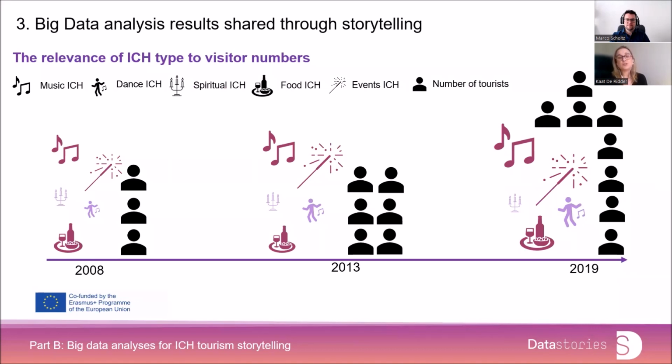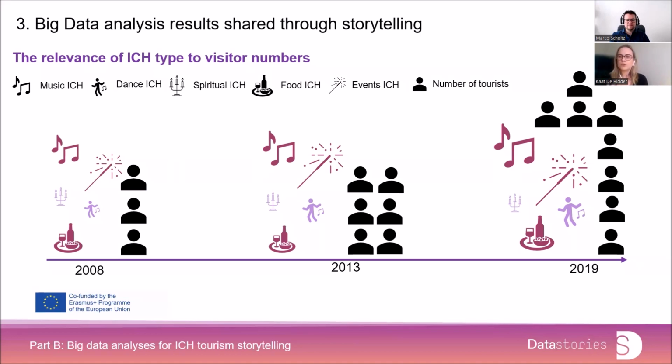Now, the relevance of intangible cultural heritage types to visitor numbers. If we delve a bit deeper, we notice that the concept of intangible cultural heritage is rather a collective term containing various types of intangible cultural heritage, as seen in the introductory webinar on ICH. Within this analysis, related concepts have been grouped, resulting in 5 main types of intangible cultural heritage that are correlated with the number of visitors. And as Marco mentioned before, these types are intangible cultural heritage related to music, dance, spiritual, also food or gastronomy, and events. It becomes clear that over time, aspects such as events, later on music, are the most strongly correlated with the visitor numbers.